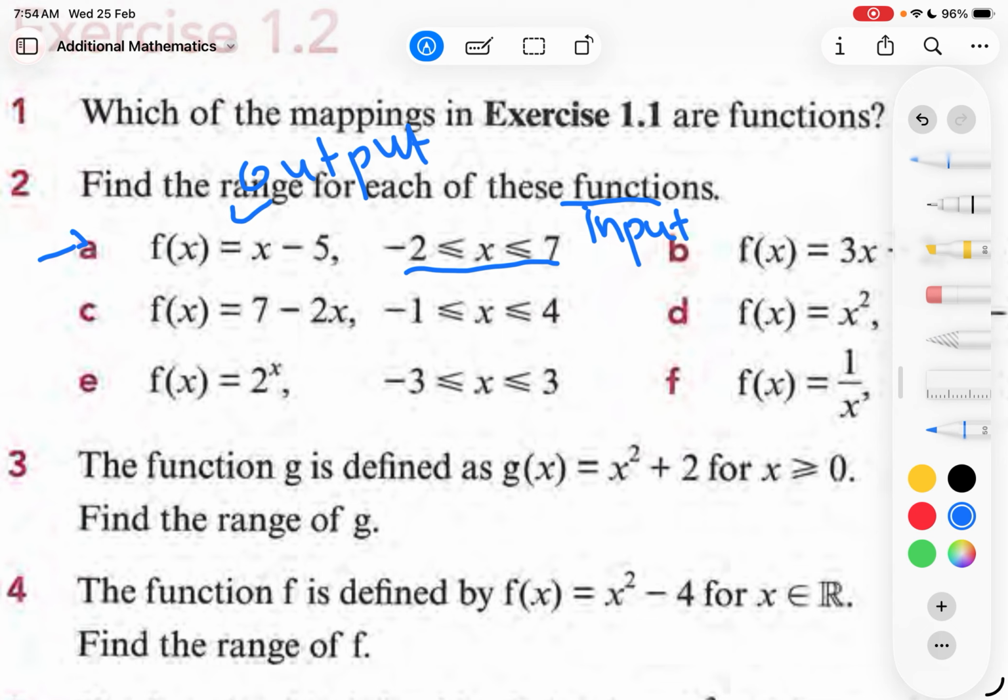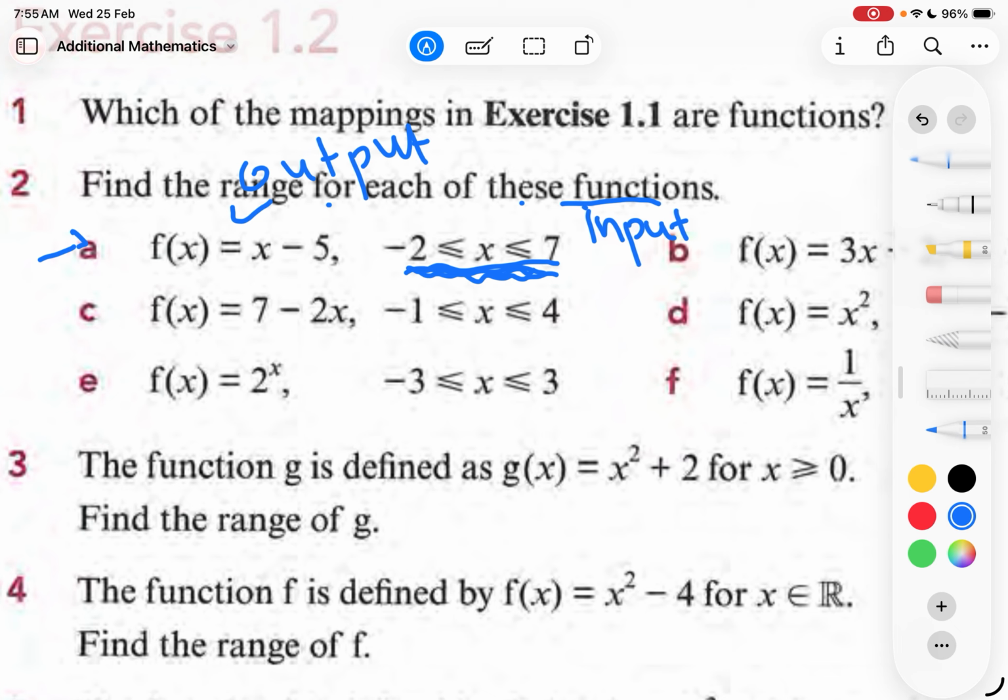You can see that the question will be like this one. Find the range of each of the following functions. Range stands for output, and this is the domain that's highlighted, that's underlined. You can see that -2 is the minimum possible value and the maximum possible value is 7. On the basis of these inputs, you have to find out the possible output. The possible output will be called the range.